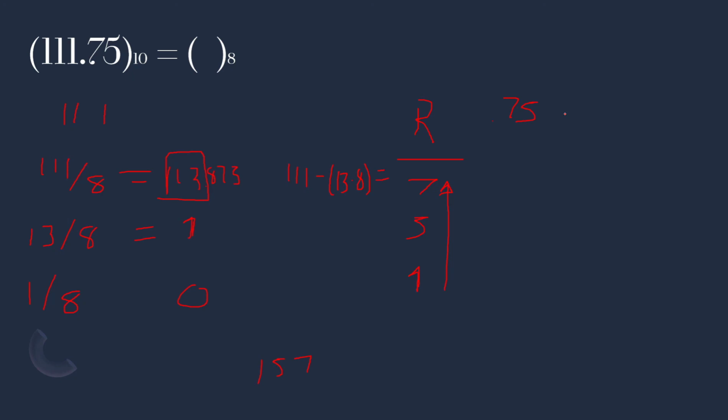And now for 0.75, for this fraction part, we multiply by 8. So 0.75 times 8 is 6.0. We take this 6. There's nothing left because it's going to be zeros. There's only 0 here. So this is the answer. So 157.6 in octal is 111.75 in decimal.